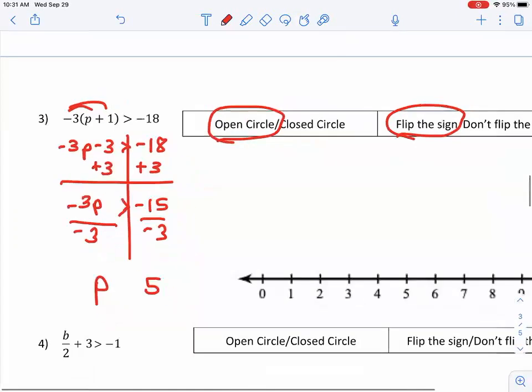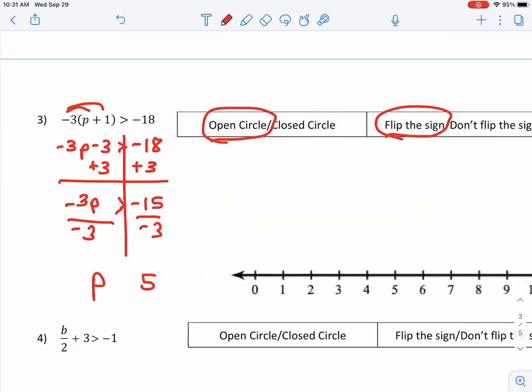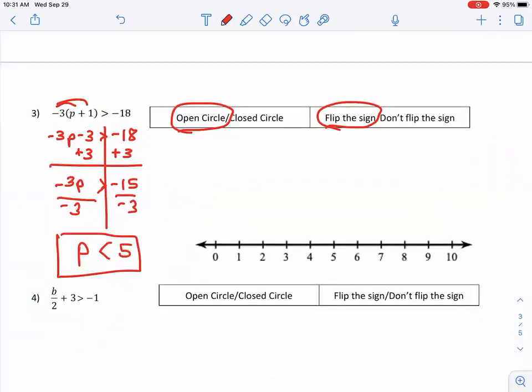But don't forget, we are flipping the sign. So now instead of a greater than sign, we want less than. So our answer is that p is less than 5. Okay, I had to flip the sign because I divided by a negative. So if that coefficient is negative, we have to flip the sign at the end.